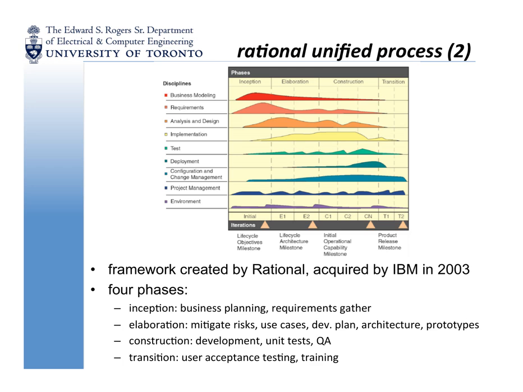However, critics of RUP argued that it is heavy. The documentation requirements and process overhead can slow teams down, particularly on smaller projects. This criticism contributed to the rise of what came next, agile methods.